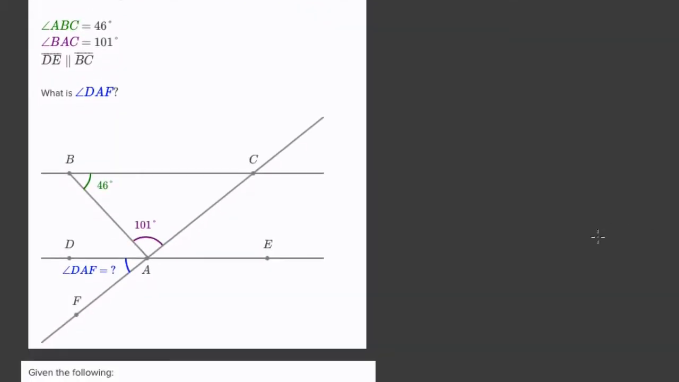In a lot of the other problems in this module, you'll be dealing with parallel lines and a transversal, right? So here they tell us that DE and BC are parallel, these two lines right here. We can infer that these two lines right here are transversals because they're crossing the two parallel lines, and they want us to find DAF.